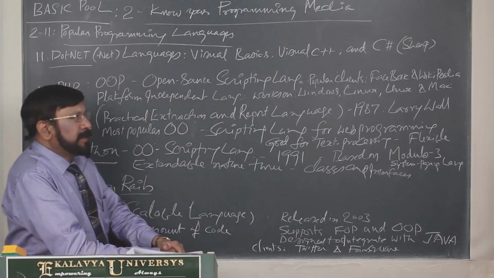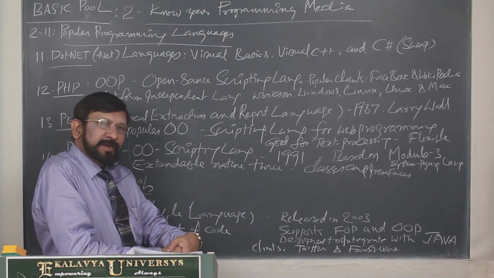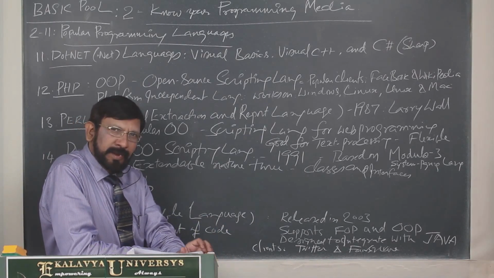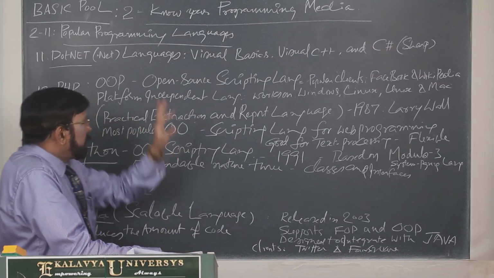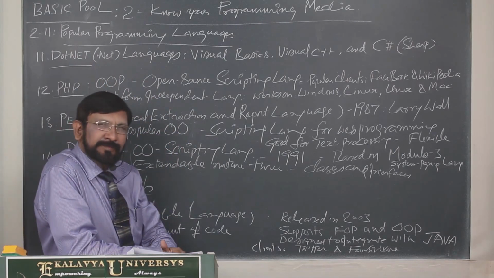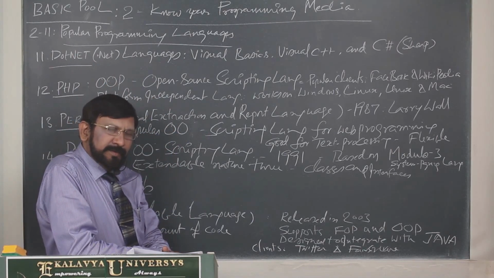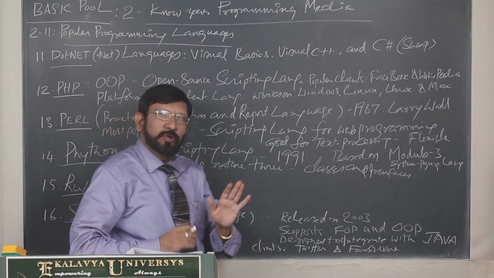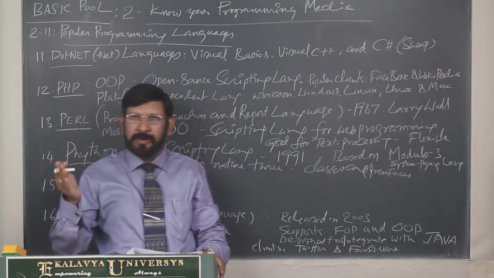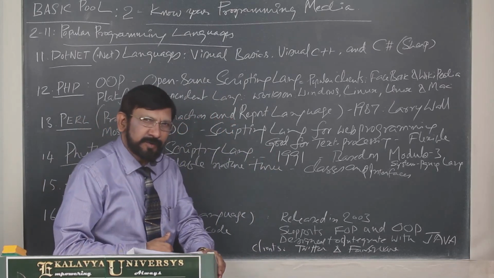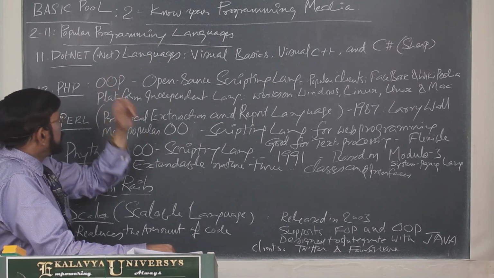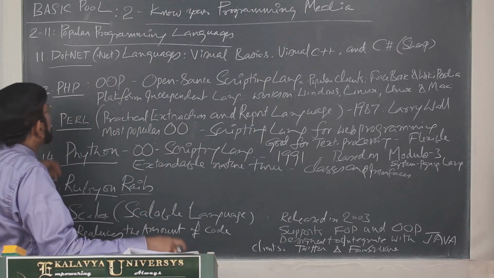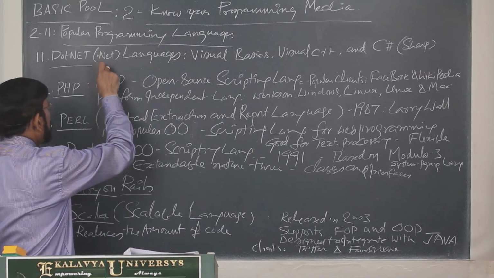Now, let us take up the 11th one as a part of our discussion over popular programming languages. The 11th one is somewhat different from the others. Earlier, whatever we discussed were purely programming languages or scripting languages. Now, the 11th one is .NET languages. .NET. Actually, it is written like this, .NET.